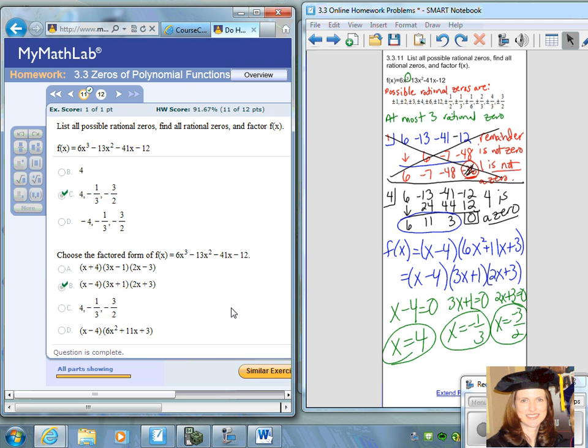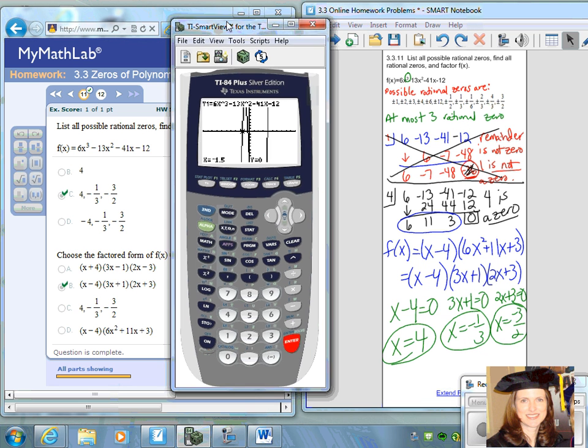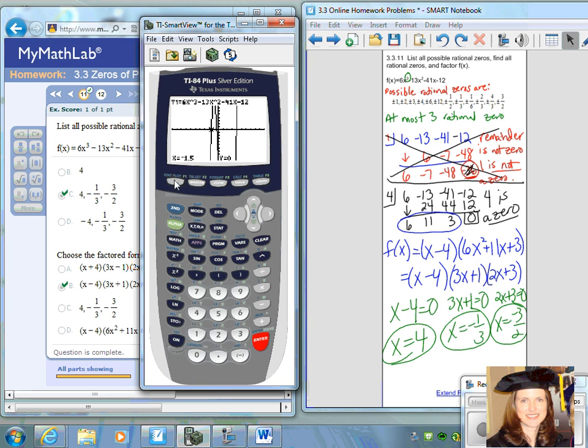Now I do want to show you something interesting if you have a graphing calculator, which is to graph the original polynomial function. Turn your calculator on, press y equals, and enter the polynomial function, 6x cubed minus 13x squared minus 41x minus 12, into the y equals. And then you go to zoom. I always do a standard zoom, number 6. And you see the graph of the polynomial function.